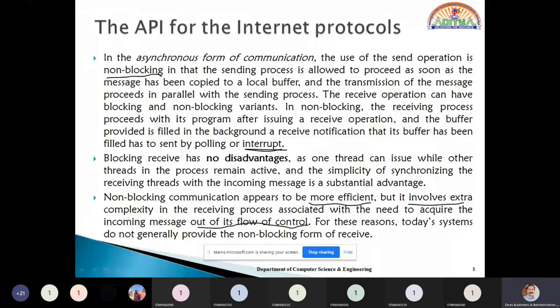Even the blocking way of receiving may not be that efficient, but it is very easy to implement. It is not that highly efficient compared to non-blocking. Blocking receive, as you can see here, that's why I specifically mentioned, has no disadvantages. Here I'm not saying that it is more efficient than non-blocking. Definitely, non-blocking communication is more efficient.